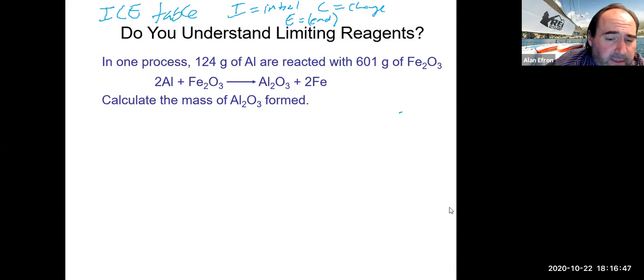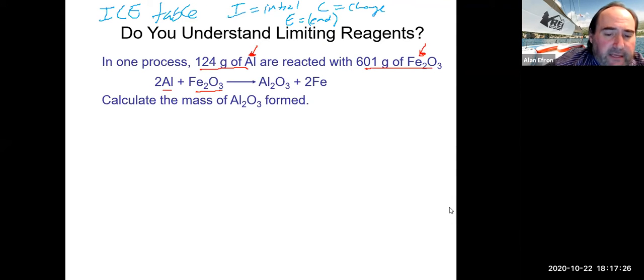First off, the reason we know that this is a limiting reagent problem is here we are taking 124 grams of aluminum and we're reacting it with 601 grams of iron 3 oxide. So I have grams of aluminum and grams of iron 3 oxide, and those are both of my reactants. They gave me the grams of each, which means I definitely could get to the moles of each of those things. And that's the key that this is a limiting reagent problem. You're given the starting amounts of both reactants and enough information to get to moles of both reactants.